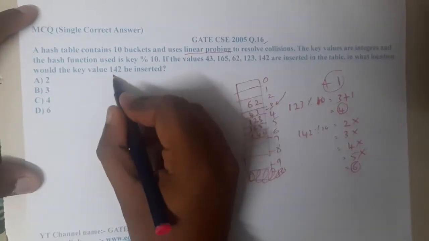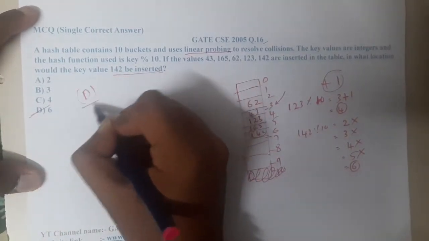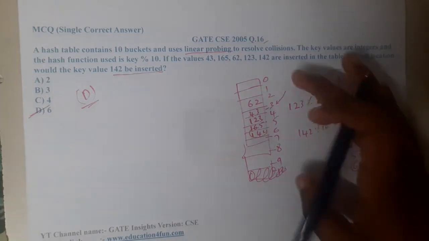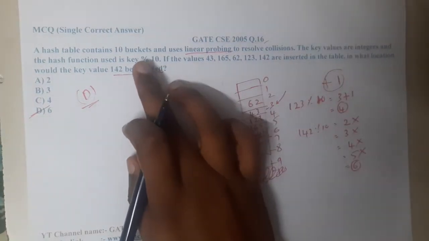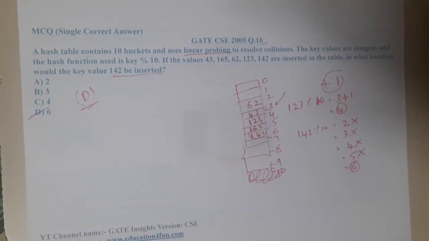So our question is where exactly 142 will be inserted. So that is nothing but a 6th location. That is a D. So I hope you got a clear idea, right? So these hashing problems are really easy guys. The thing is you need to know what is the key, okay, what is the hash function which we are using and which probing you are using. That's it. Okay, yes. So I hope everyone got a clear idea.